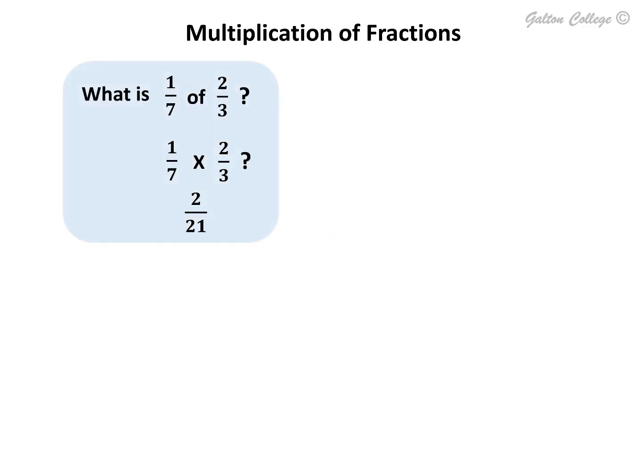So what is 1/7 of 2/3? Well, 1/7 of 2/3 is 1/7 multiplied by 2/3. That means 1 times 2 and 7 times 3. So the answer is 2/21.